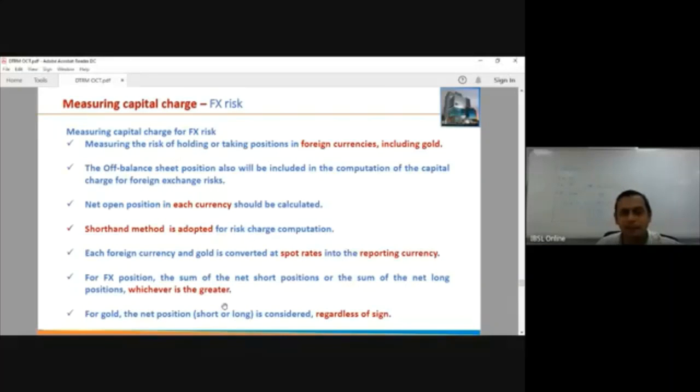So simply you need to include all your off-balance sheet foreign currency exposures, and net position in each currency should be computed. So that is your foreign currency assets minus foreign currency liabilities. So you need to compute what is your foreign net open position in each currency, right? And we use a method called shorthand method. I will explain what is that.